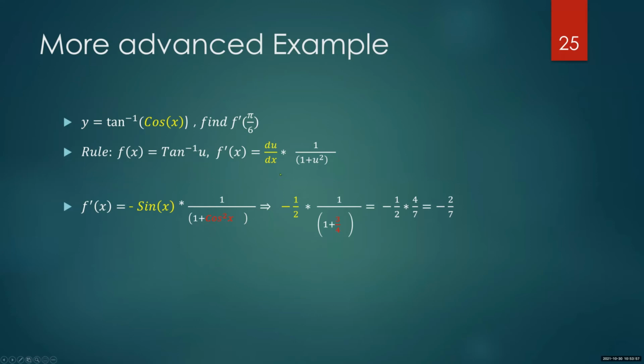At x is equal to pi over 6, this evaluates to minus sine of x, which is a half, and cos squared of x is 3 over 4. When you evaluate that out, you get minus 2 over 7. Just a note there that sine of pi over 6 is a half, and cos of pi over 6 is root 3 over 2. So cos squared of pi over 6 becomes 3/4, and that's where the 3/4 comes from in the red there.